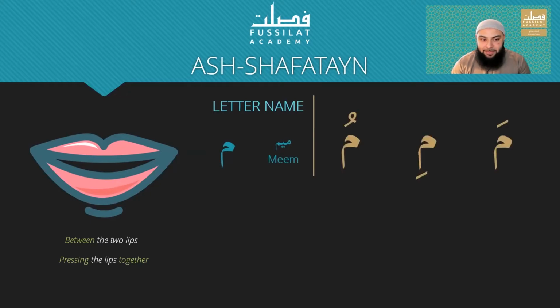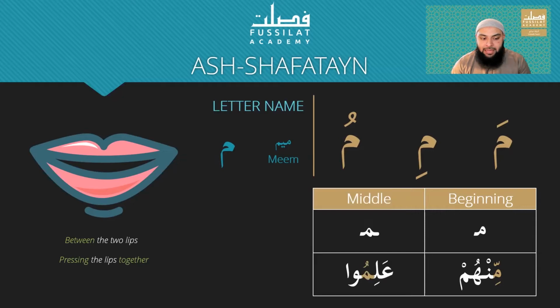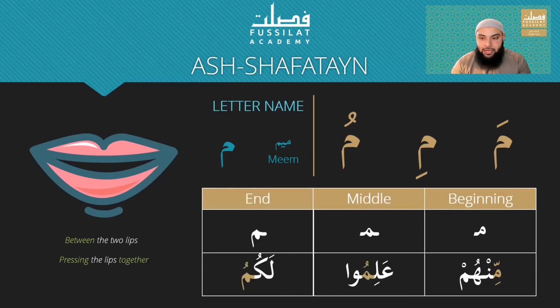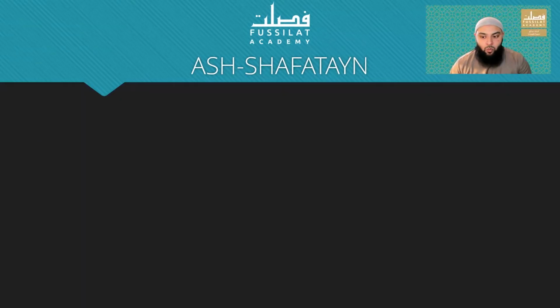Next one is Meem, two lips pressed together. Ma, mi, mu. Minhum, alimu, lakumu. Good. The last letter is Waaw.